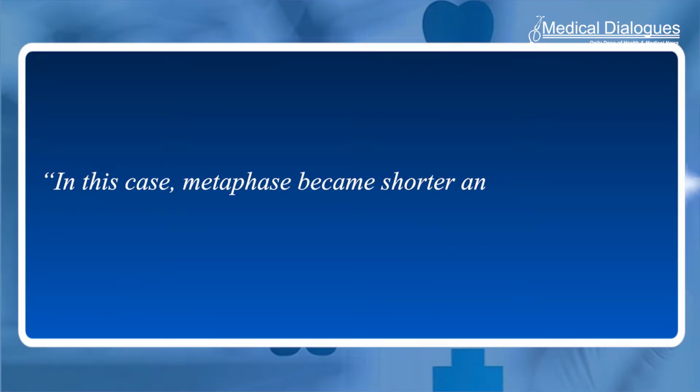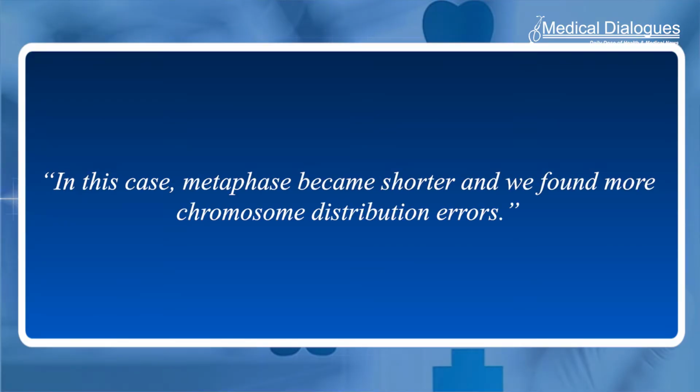To check if the Neanderthal set of amino acids have the opposite effect, the researchers then introduced the ancestral amino acids in human brain organoids, miniature organ-like structures that can be grown from human stem cells in cell culture dishes in the lab and that mimic aspects of early human brain development. In this case, metaphase became shorter and we found more chromosome distribution errors."